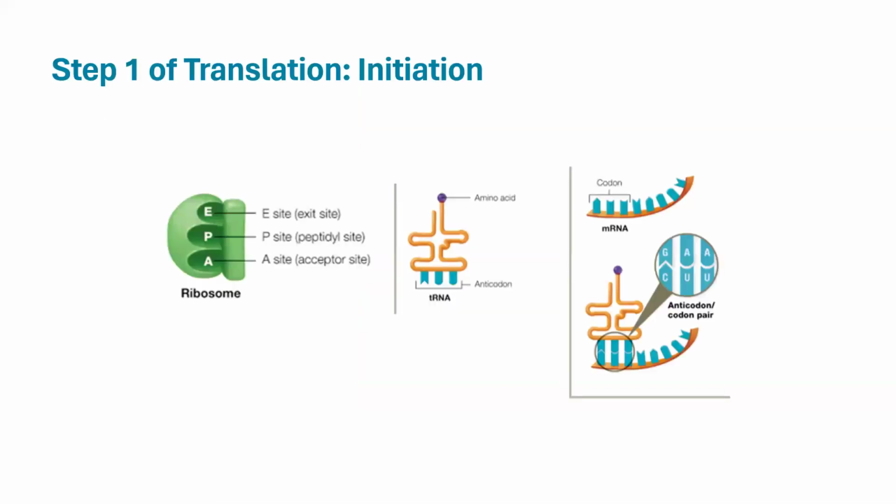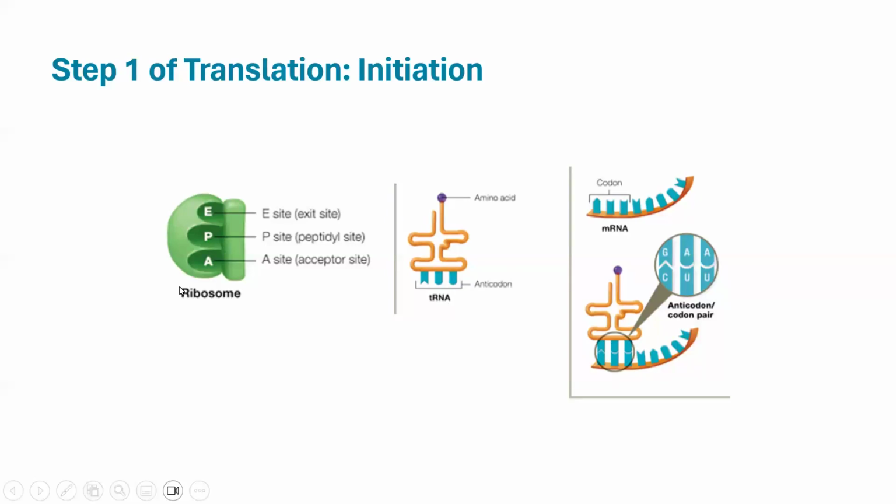And so these are the main players. You've got your ribosome. It's got three sites: an E site, a P site, and an A site. E is your exit, P is your peptidyl site, and A is your acceptor site. You have your tRNA, which has an anticodon and it has an amino acid. And then you have your mRNA, which is broken up into a series of codons, which are these triplet codes, these triplet bases. Those codons are going to bind to the anticodon of the tRNA.